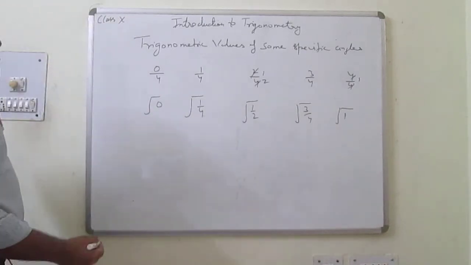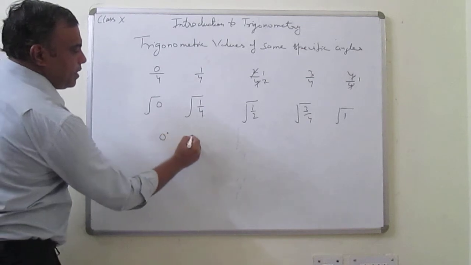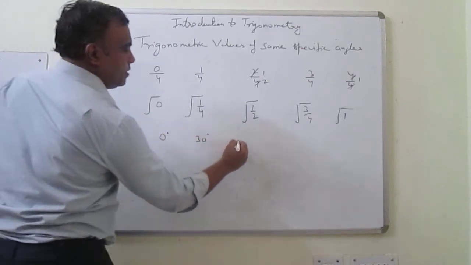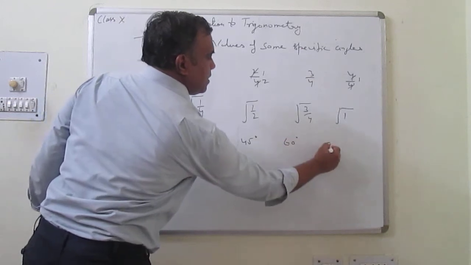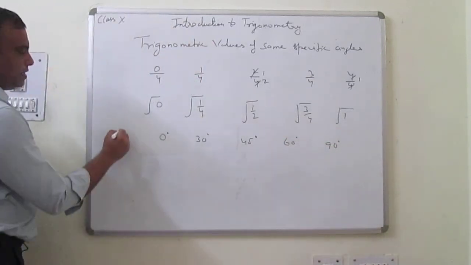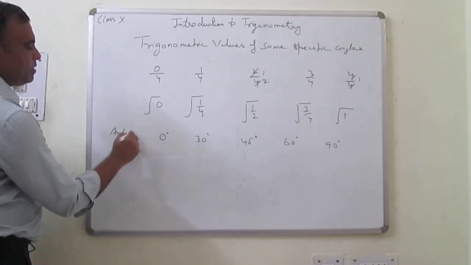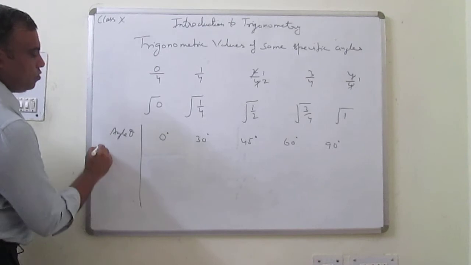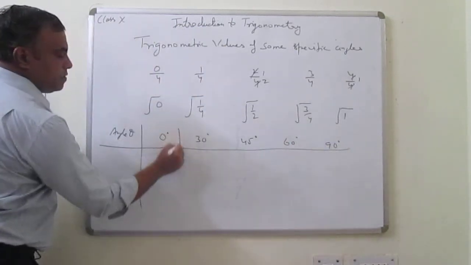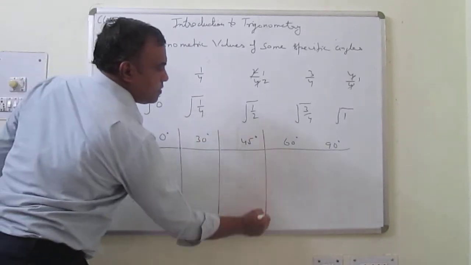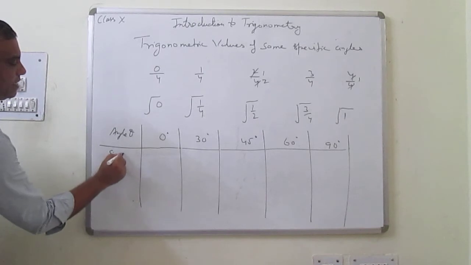Now you make a table for 0 degree, 30 degree, 45 degree, 60 degree and 90 degree. Here it is the angle. Suppose we take angle theta. Angle theta. So our first row is sine theta.